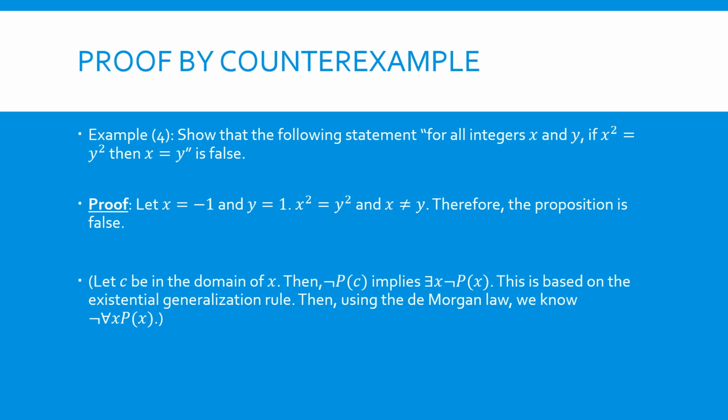In this case, we can claim that the corresponding universal statement is false. The logic behind this proof technique is similar to proof by example. That is, by providing an element c which makes P(c) false, we can claim that there exists some x that makes P(x) false. Then, by De Morgan's law, we can claim that for all x, P(x) is false.